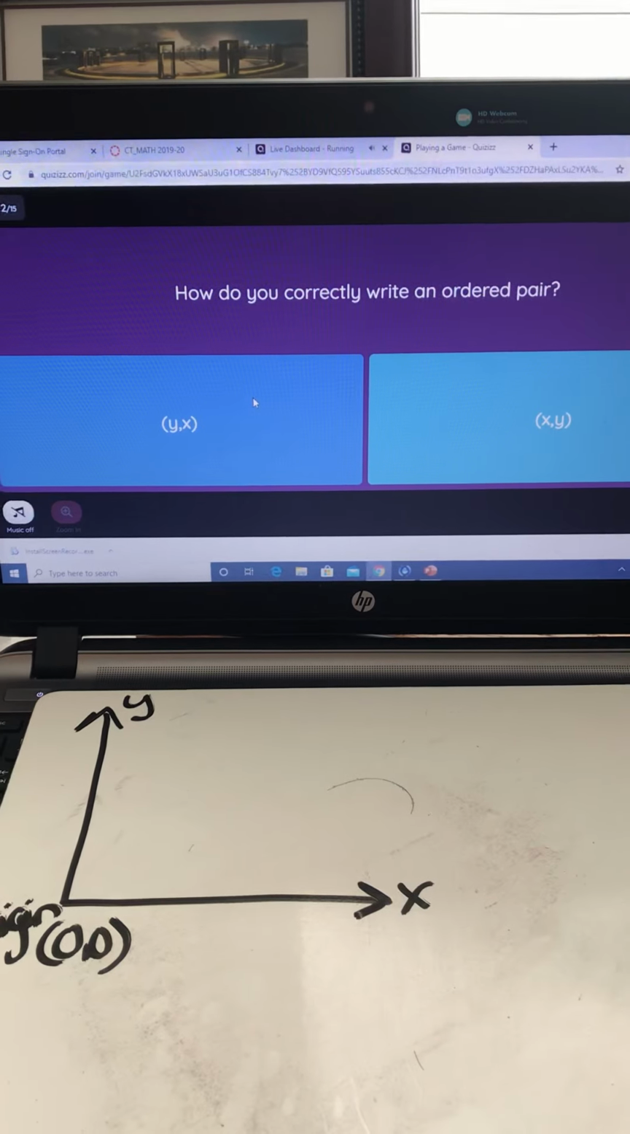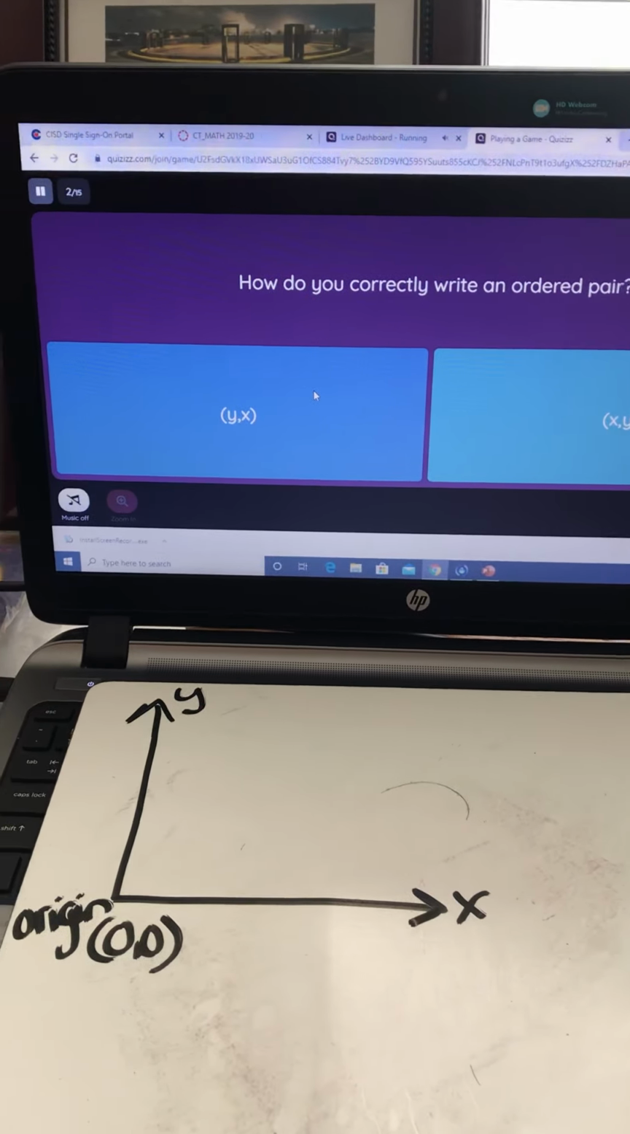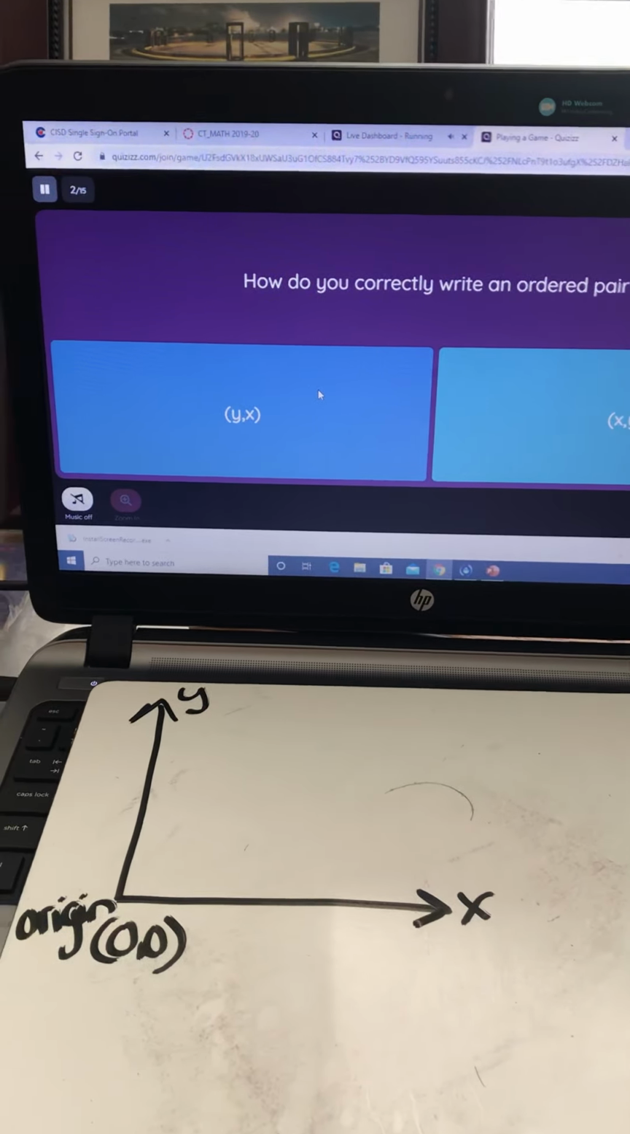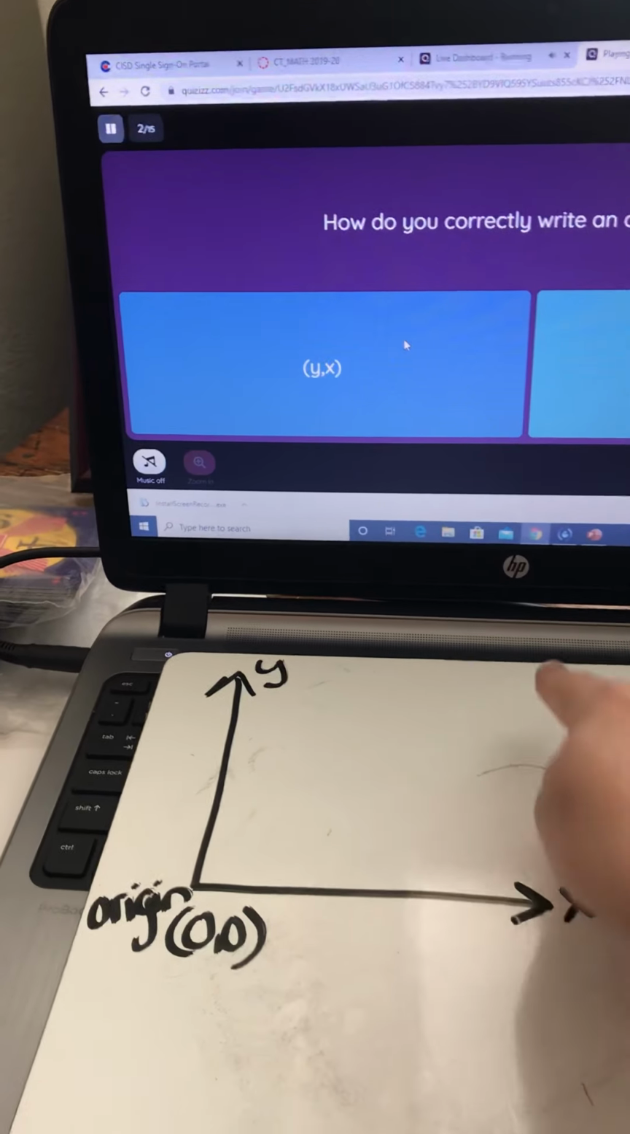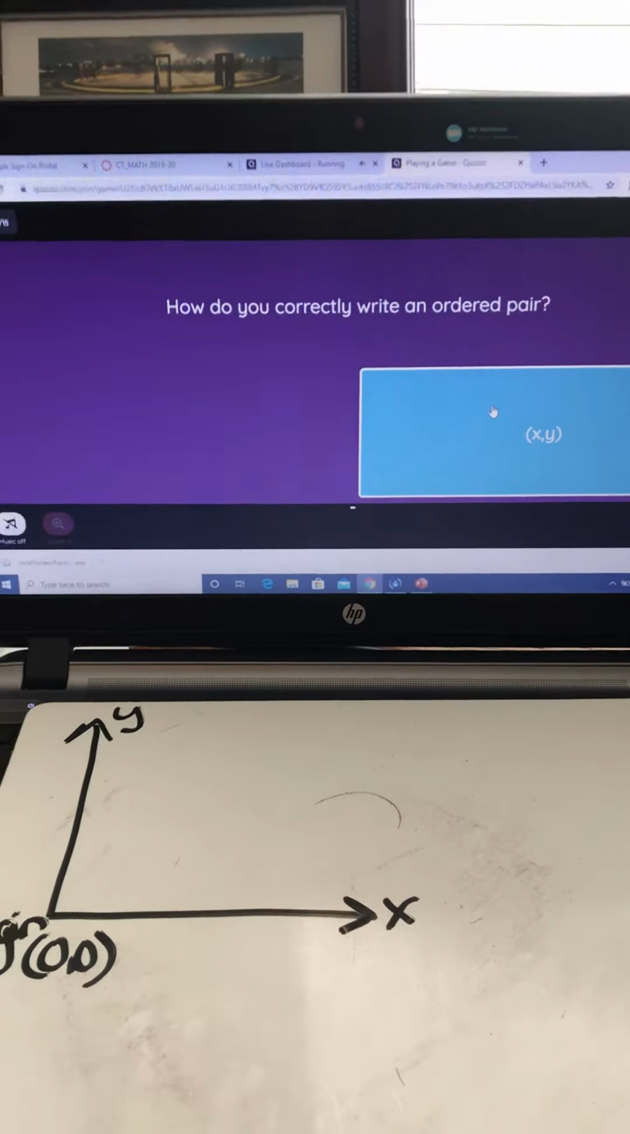How do you correctly write an ordered pair? Think of it as the alphabet, X and Y. If I sing W, X, Y, Z, my X coordinate is going to come first, and then I'm going to go up to my Y. So green is the best answer.